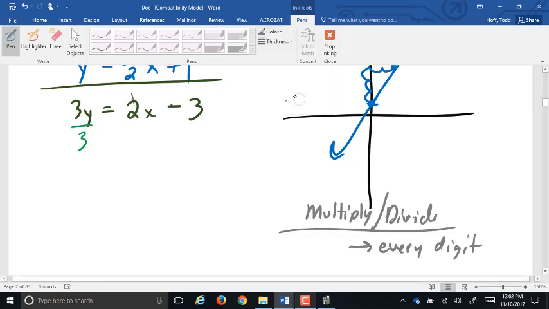So I'm dividing by 3 here. I have to divide this by 3, and I have to divide that by 3. So here that cancels out the 3, and we're left with just y. 2x divided by 3, simple way to do it, 2 divided by 3 is 2/3 x. Just turn it into a fraction. Negative 3 divided by 3, negative 1. So this starts at negative 1, and from there we go up 2 over 3. Very good.